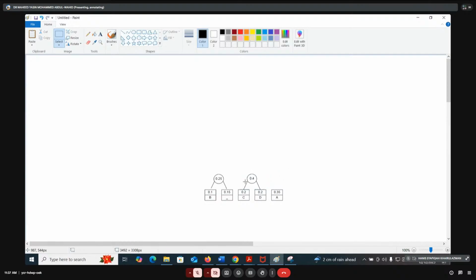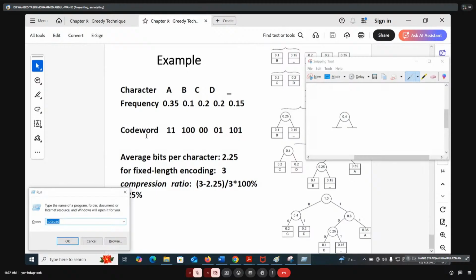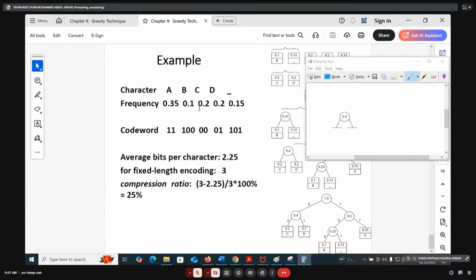Now, 0.25, 0.4, how much? Okay, look here. 0.25 and 0.4. How much will it be? So what is the total? This is the total. Let me run the calculator. The frequency should be the total. So what is the total?